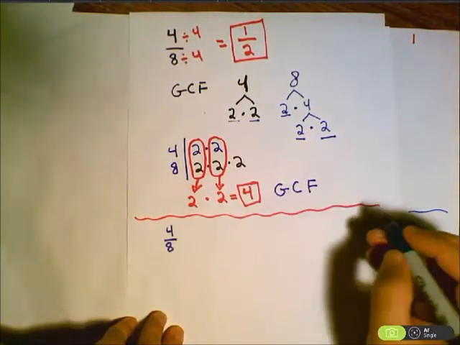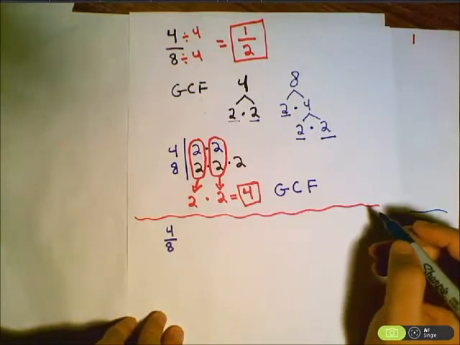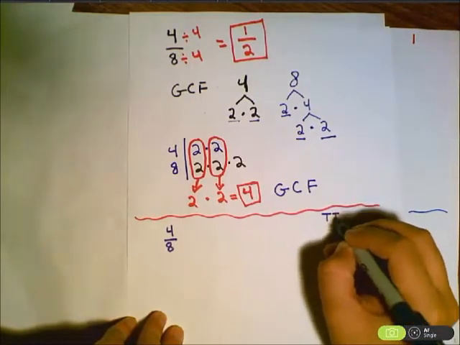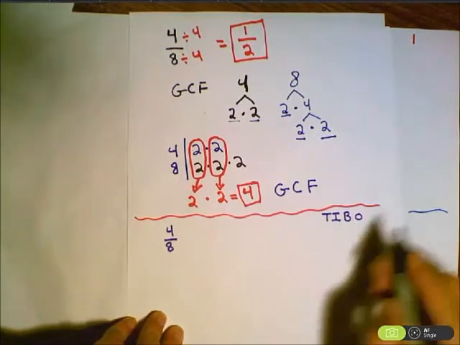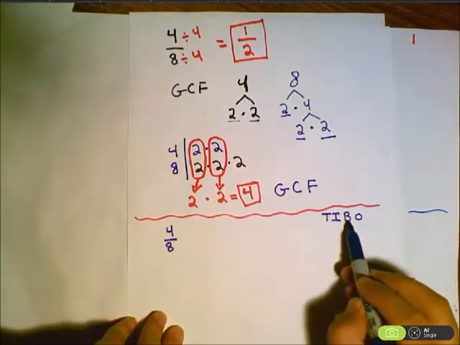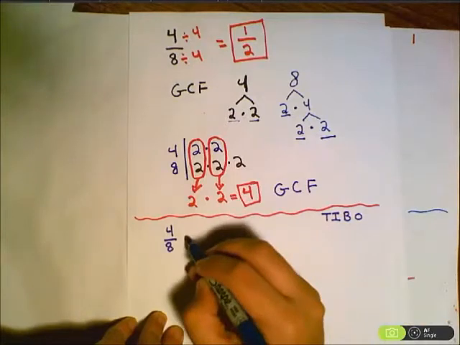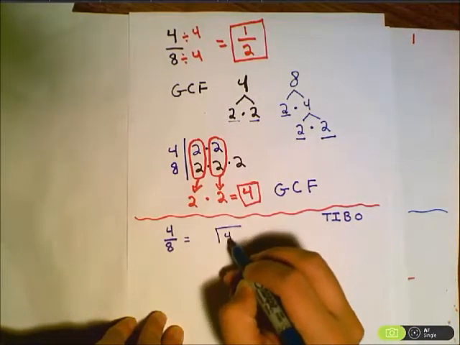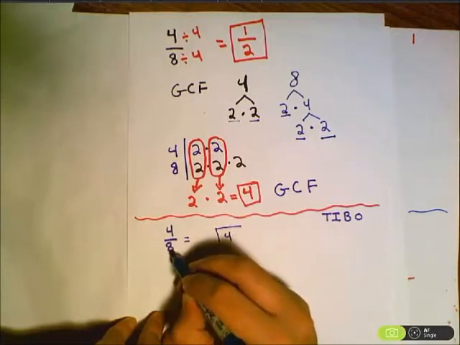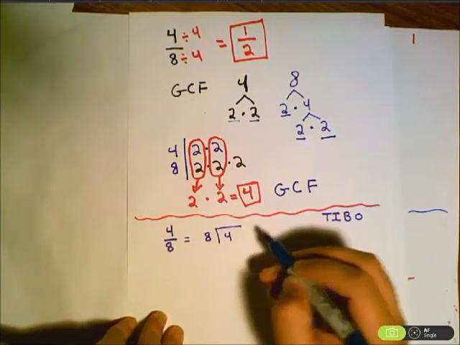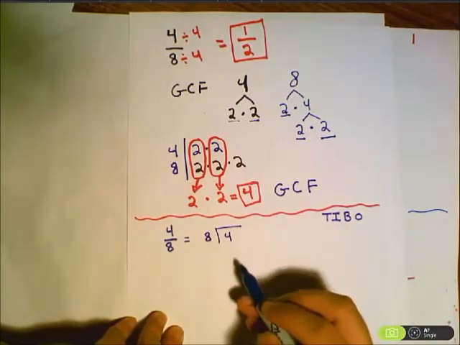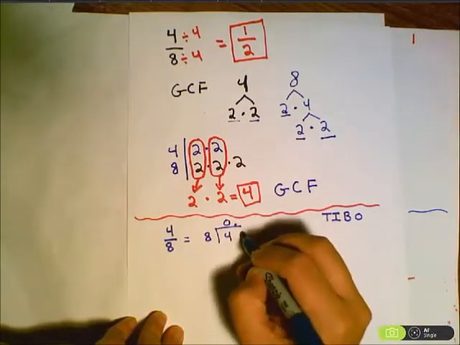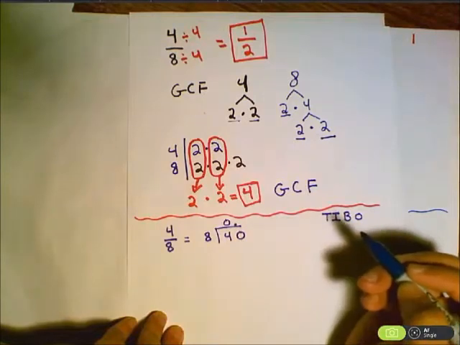Now what I'm going to do is write this fraction in decimal form. How do we do that? We use the division box. Top in, bottom out. Top in, inside, bottom out, outside. Now can 8 go into 4? No, so we'll put a 0. Remember to put a decimal there, and remember to put a 0 inside.